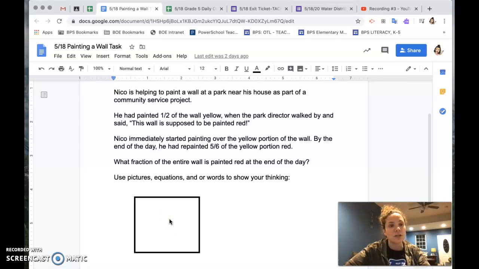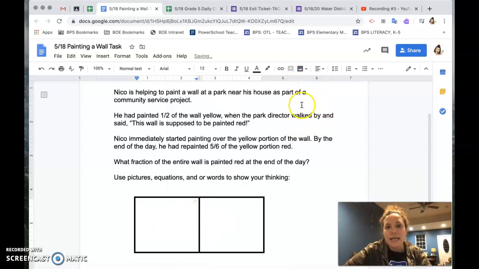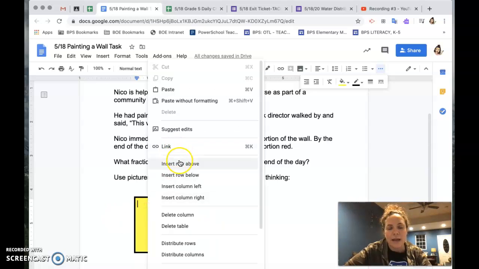If I'm going to use this picture, first thing I would do is to go ahead and insert a column. So now I have 2, and I would paint that in, I would actually probably paint it yellow. So there I go ahead. I can always resize, boys and girls, to help with that. So now I have half of my wall painted yellow, and now, oops, I realized there's a mistake, so I would have to go ahead and do 5/6.